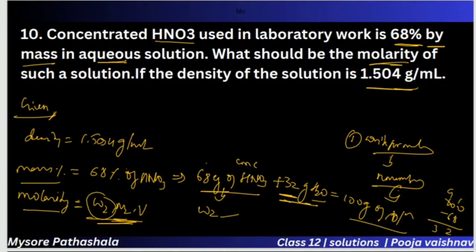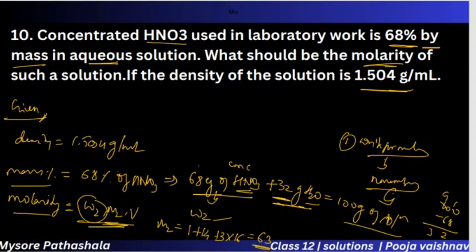What about M2? M2 is the molar mass of HNO3, which can be easily found. Hydrogen is 1, nitrogen 14, then oxygen, three oxygens, so 3 into 16. If I solve this, I will get the molar mass as 63. So molar mass I also got, W2 I also got.